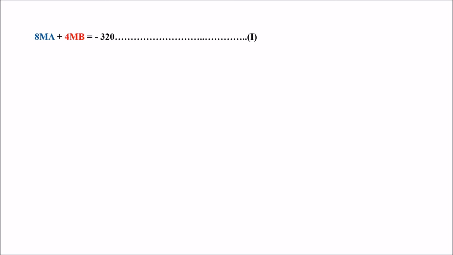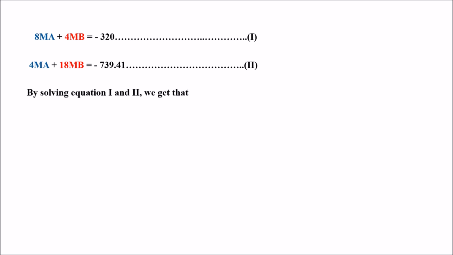8MA plus 4MB equal to minus 320, equation 1. 4MA plus 18MB equal to minus 739.41, this is equation 2. By solving equations 1 and 2, we easily get the values of MA and MB. So MA is minus 21.89 kilonewton meter hogging and MB is minus 36.21 kilonewton meter hogging.